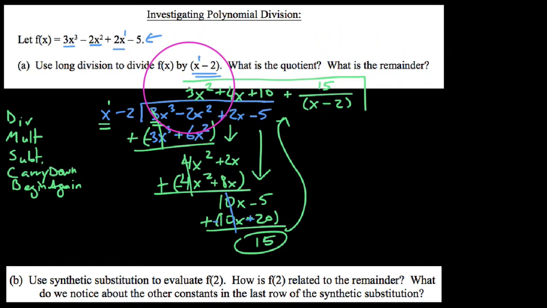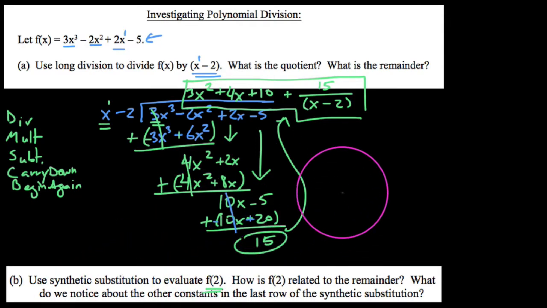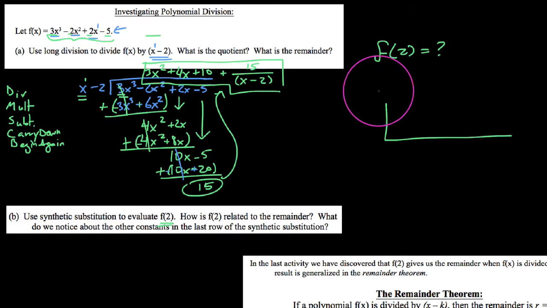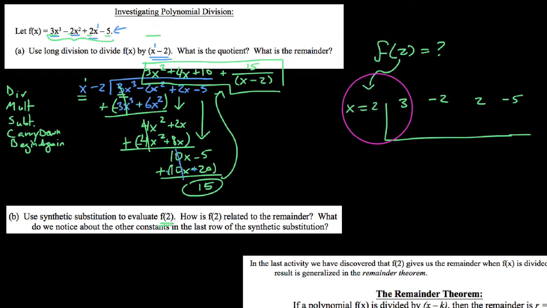So this thing right here, what I want to do is actually ask some questions about this. So let's use synthetic substitution to evaluate f of 2. Recall that when we do synthetic substitution, I wanted to go find f of 2, and it was a way of doing this without having to plug in a 2 everywhere you saw an x. So the way we did this was we took the coefficients, the 3, the negative 2, the positive 2, and the negative 5. We put those in this array, filling in any zeros if we need to. And then this x value is what we threw out here, so we say x equals 2, for instance.